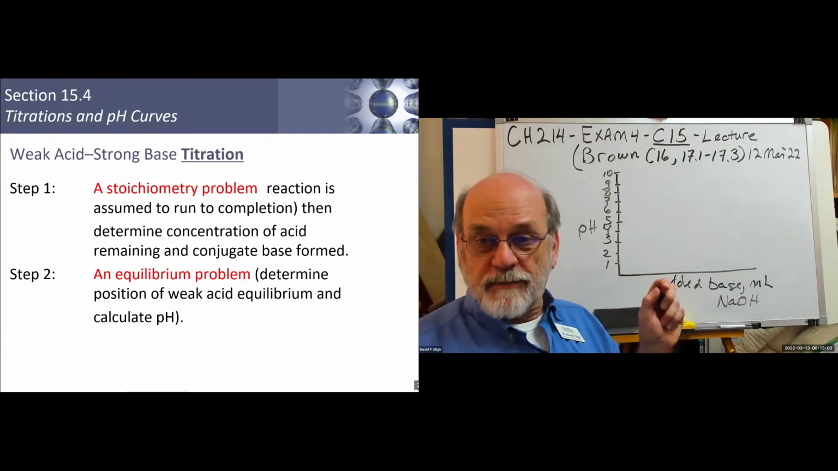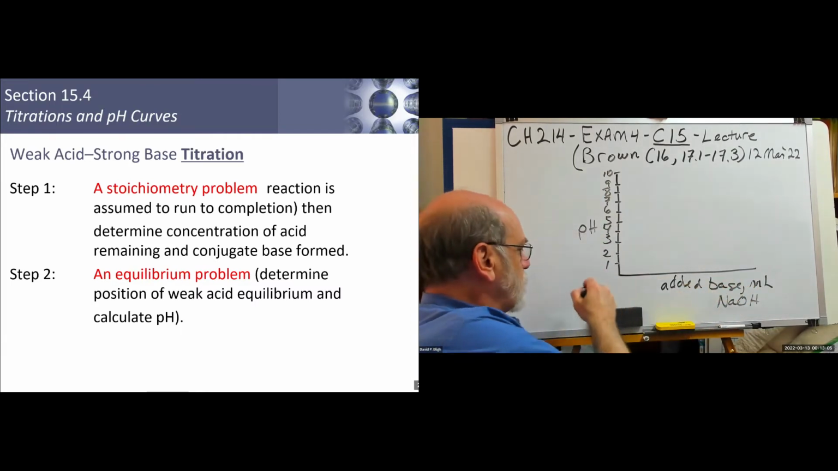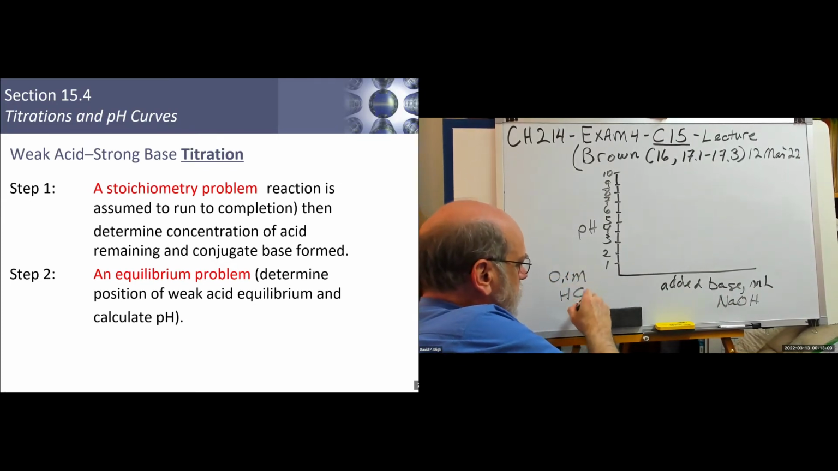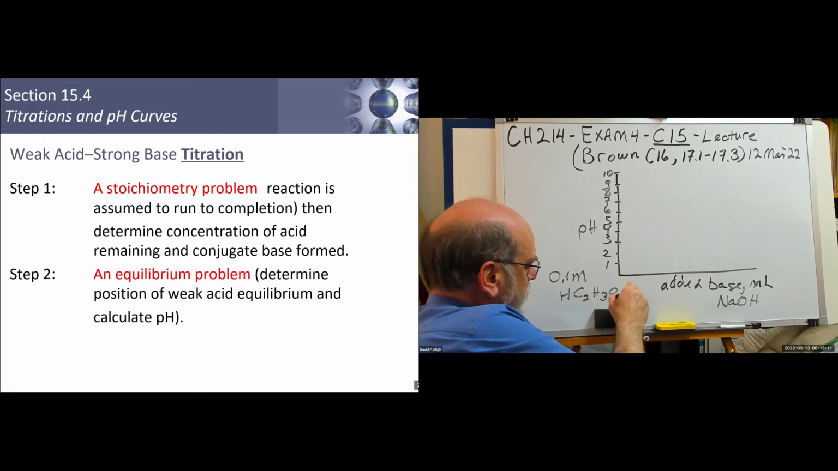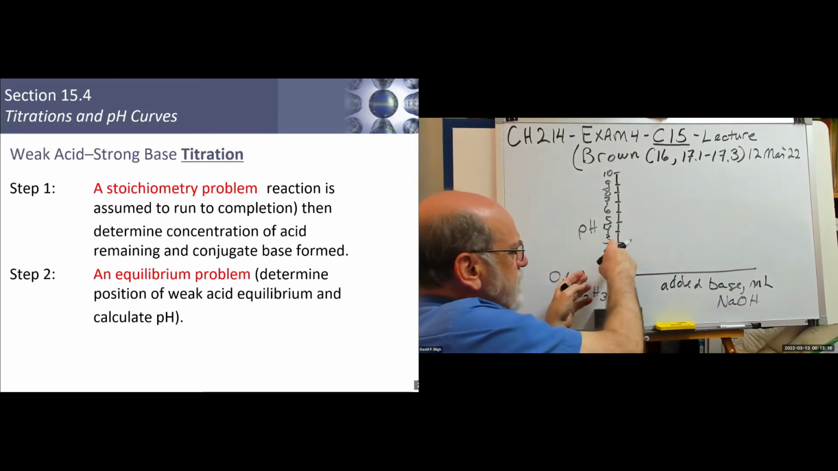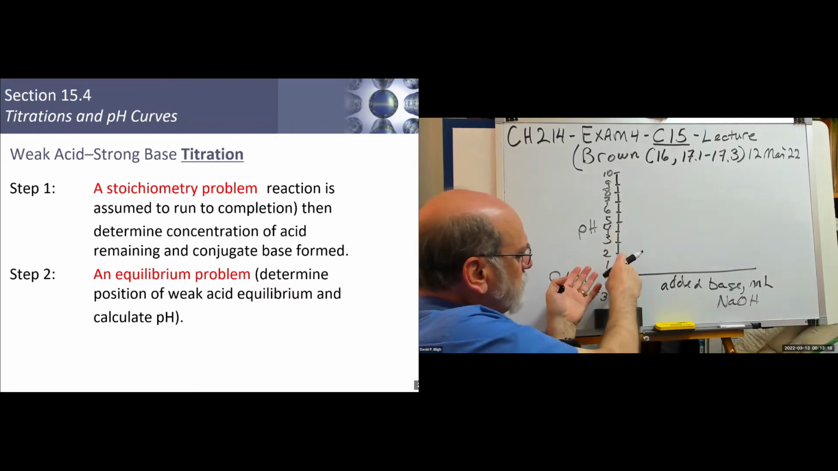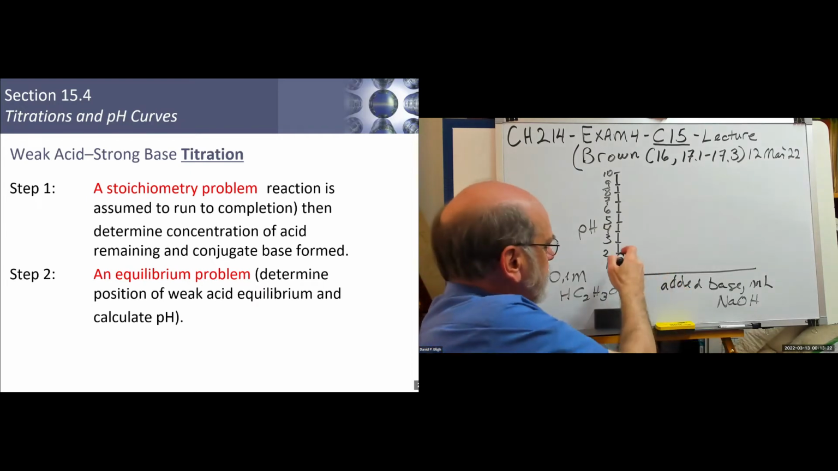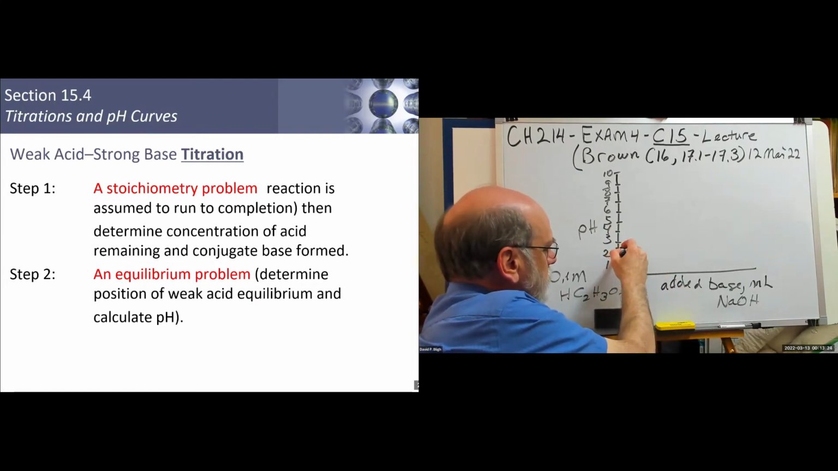When we mix up a, say, a 10th molar acetic acid solution, what's the pH going to be? Well, the pH will be down in here somewhere, maybe around 2, 2.5, something like that. So this is our starting point.